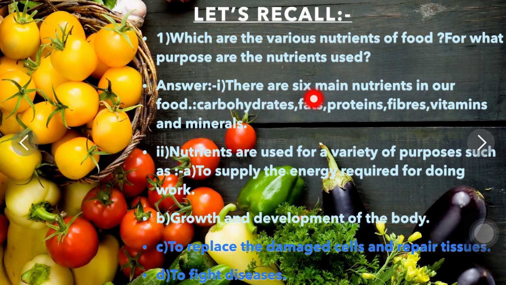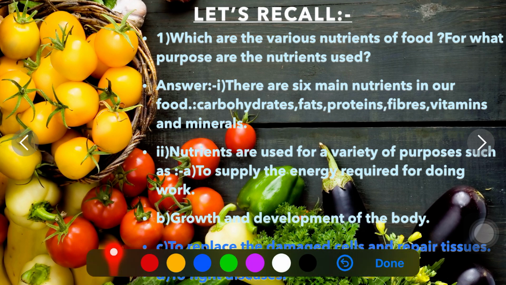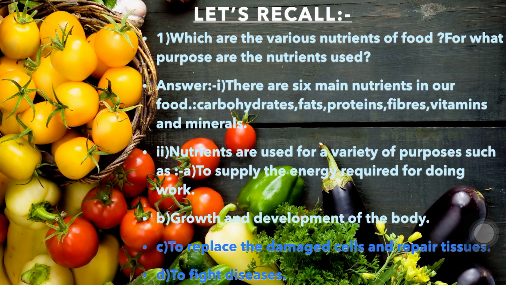There are 6 main nutrients in our food, that is carbohydrates, fats, proteins, fibers, vitamins and minerals. Nutrients are used for a variety of purposes, such as to supply the energy required for doing work, growth and development of the body, to replace the damaged cells and repair tissues, and to fight against diseases.